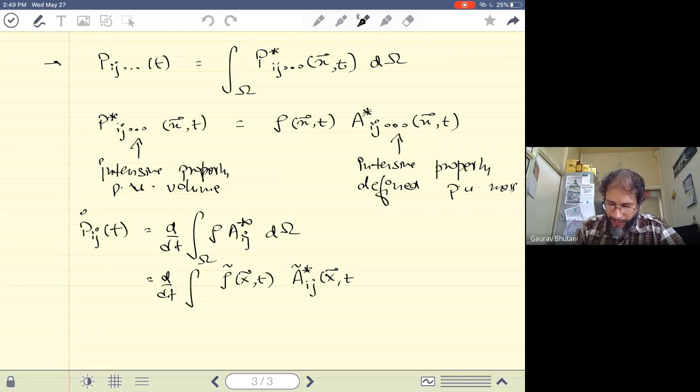which is now a function of capital X and t. And you know that d omega can be written as J times d omega naught. This integral now is on omega naught instead of omega. So we have transformed everything to our Lagrangian or material coordinates, capital X. Everything is written in terms of the initial configuration, omega naught, because now we can move the d by dt inside the integral, since omega naught does not change with time. So there is no rate of change of the volume in this case.